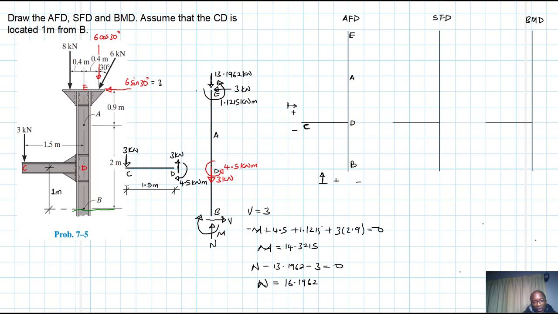And then the way we found our V, we had summation of forces in the x direction. So if we do so, we'll have V minus 3 equal to 0. Therefore, V is just going to be equal to 3. All this stuff we did, I'm just repeating it here. So let's replace these values.